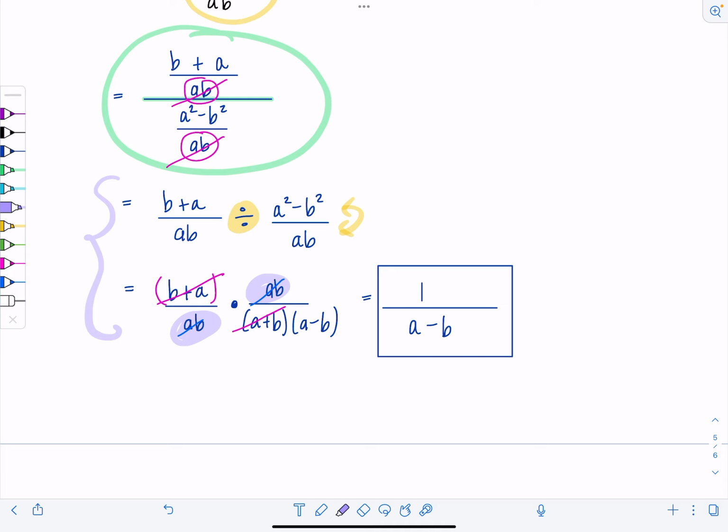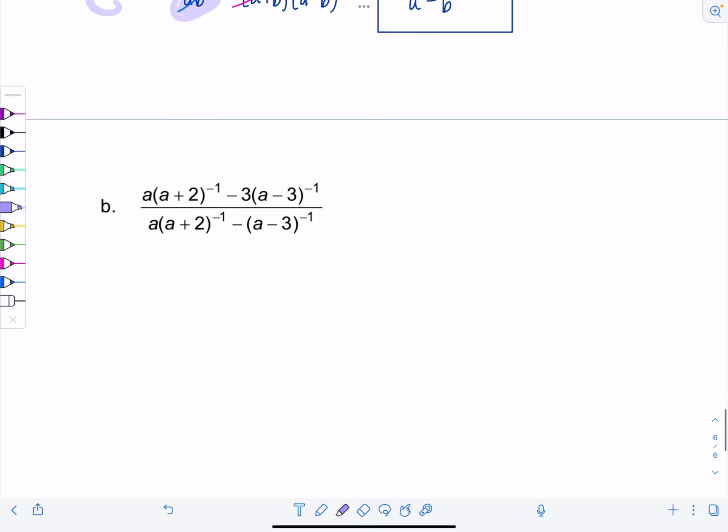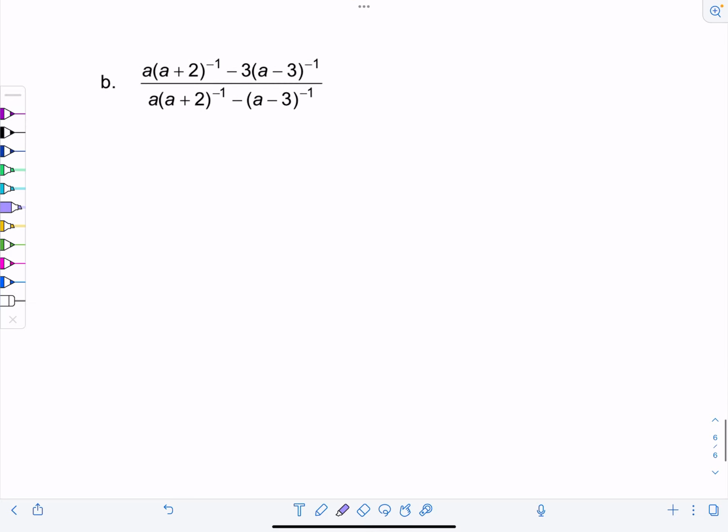Okay, last example. I want you guys to pause the video before we keep going and see if you can rewrite this expression without negative exponents first, okay? And then check in before you try to clean it up. So pause the video and then check back.